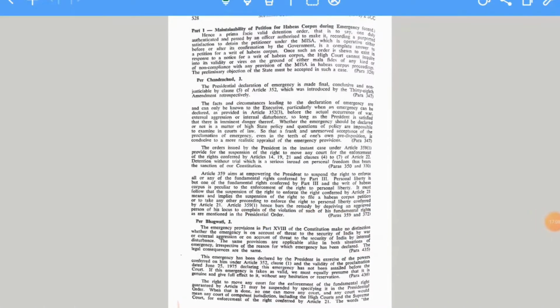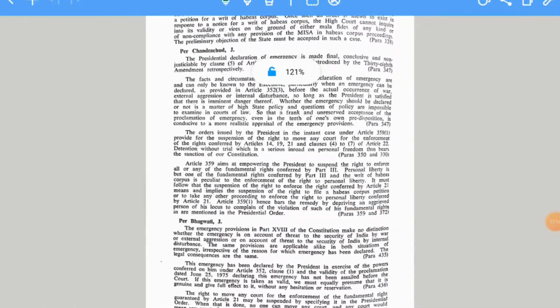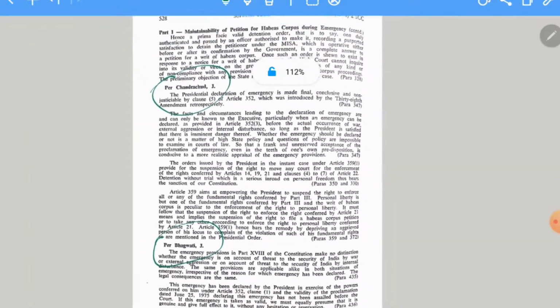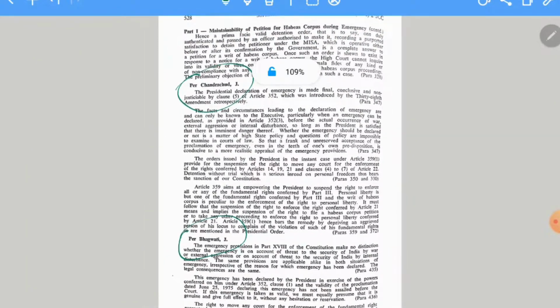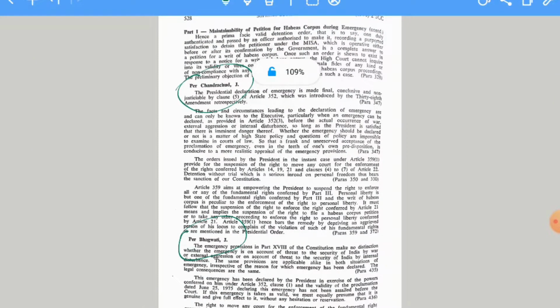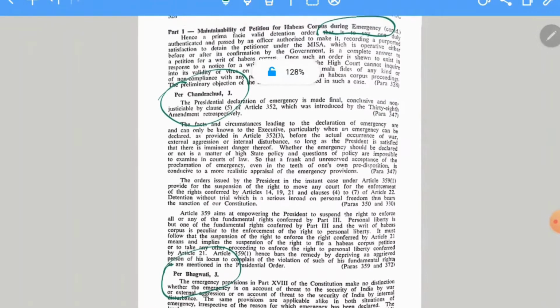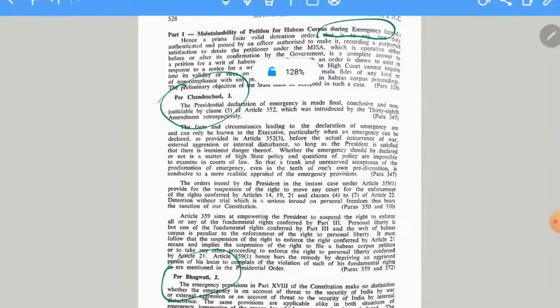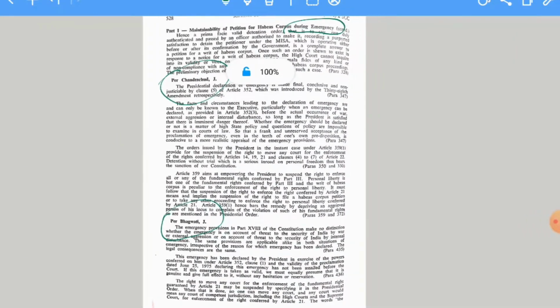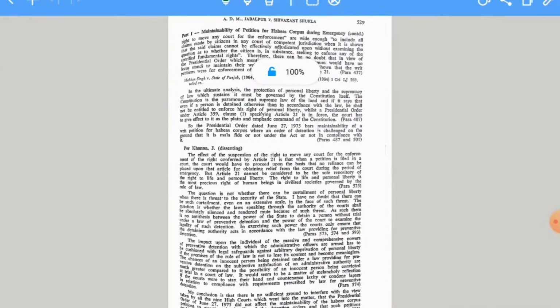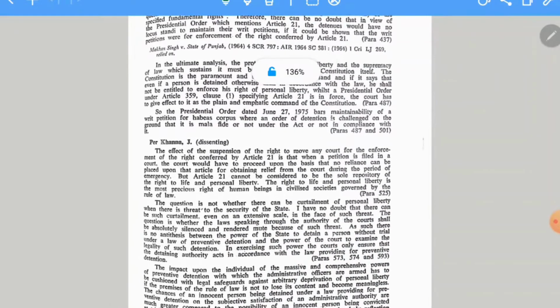So you can find here. Similarly, you can see what the opinion of Justice Bhagwati was, and what the opinion of Justice Chandrachud was in this case on this issue. You can find here. Okay, whether a petition for habeas corpus is maintainable during the emergency. So you can find their opinion on this issue here. So this is the way you can read the issues. You can find the issues here. Okay, you all know that Justice Khanna had made a dissenting opinion.